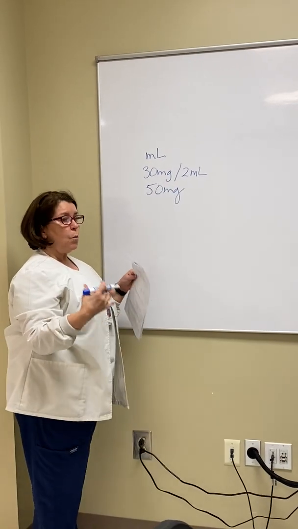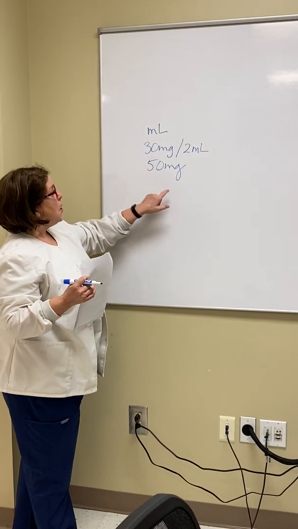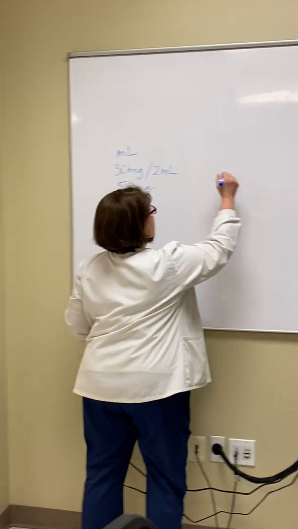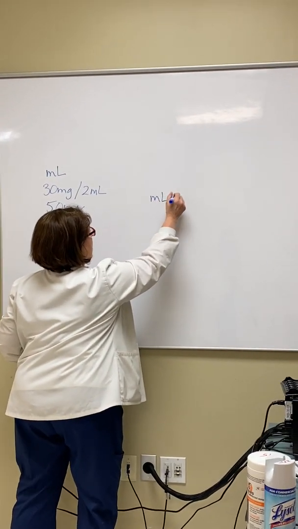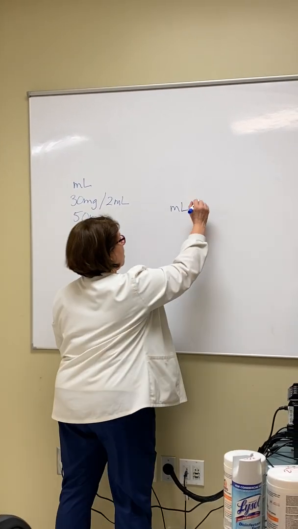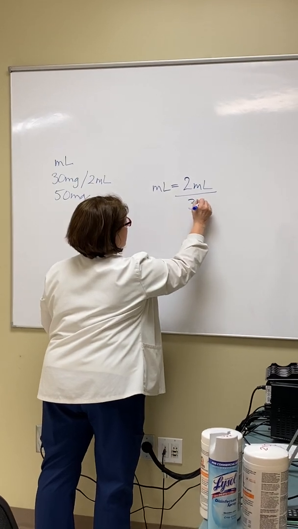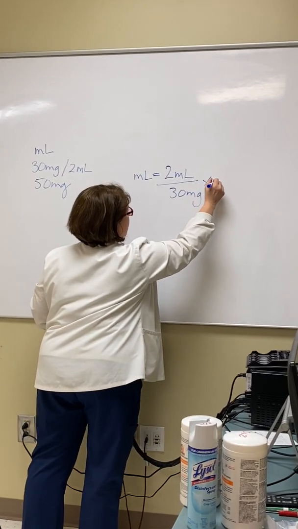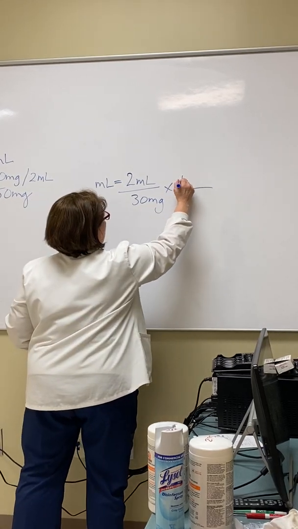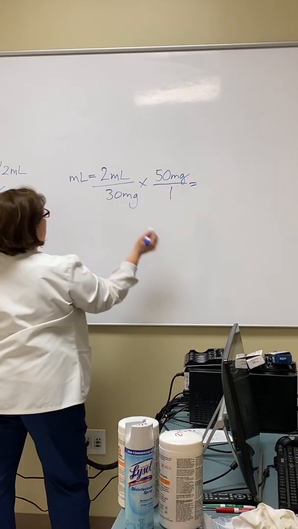So it's all about what you need and what you have to work with. Do I have to add any conversions? No, because I've got milligrams and milligrams. There's a match there. So just like the other one, ml equals. You start off with mLs. So we've got 2 mLs over 30 milligrams. I have to have a diagonal flow. So the doc ordered 50 milligrams. And over 1. We're done setting up the problem.